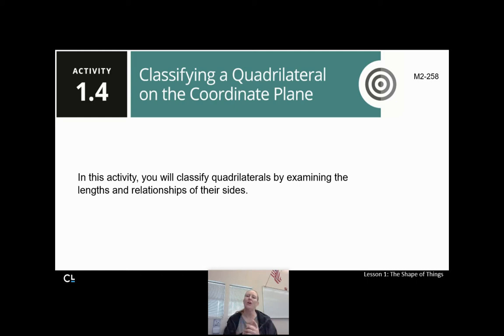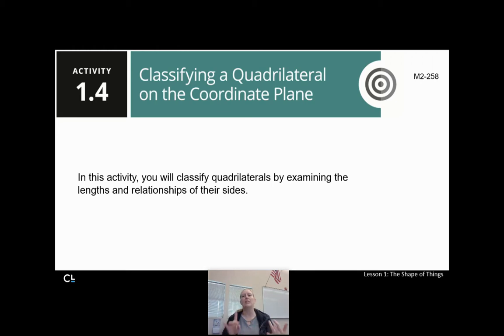So we're going to start off on page M2-258. And we're going to start off by classifying quadrilaterals in the coordinate plane. So in this activity, we'll be classifying quadrilaterals by examining the lengths of their sides and the relationships of their sides, right? Do we have congruent sides? Do we have congruent angles? Do we have right angles? Do we have opposite sides whose slopes are parallel?